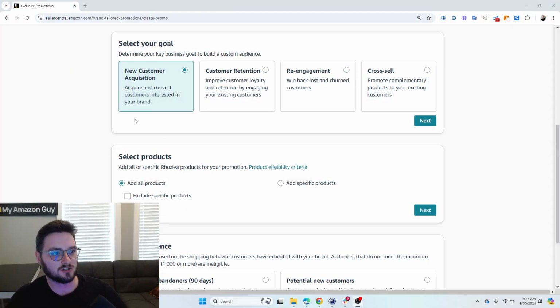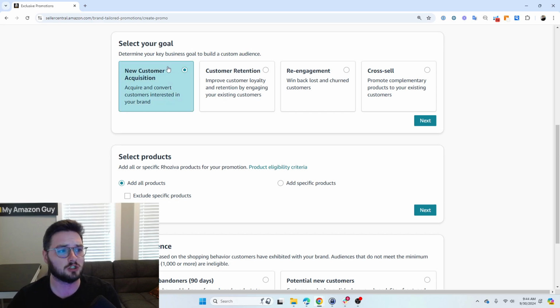So to start us off, we have goals now. We have four different types of goals. We have new customer acquisition, so acquire and convert customers. We have customer retention, which is essentially customers you already work with. We have re-engagement, and then we have cross-sell.